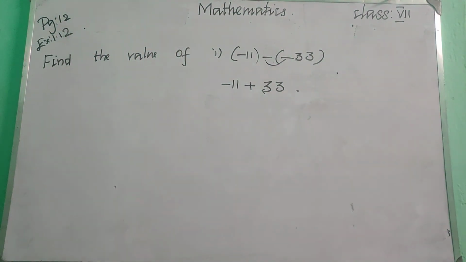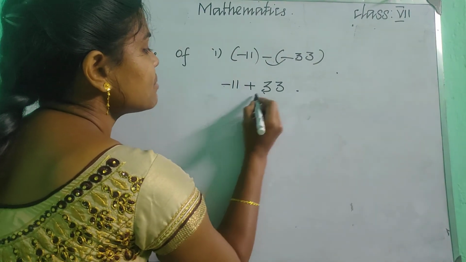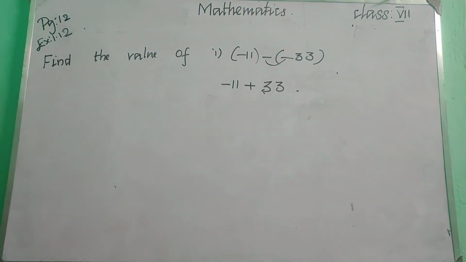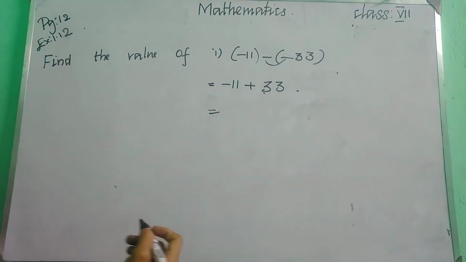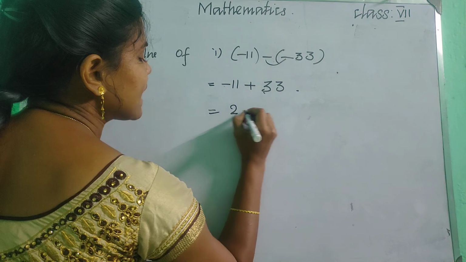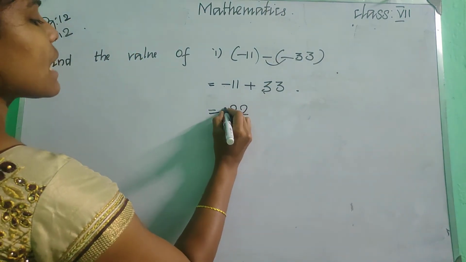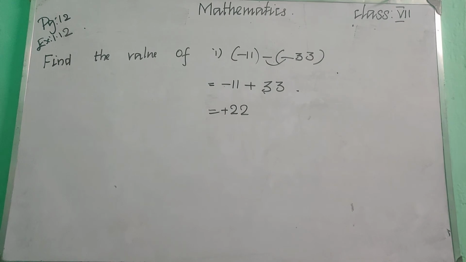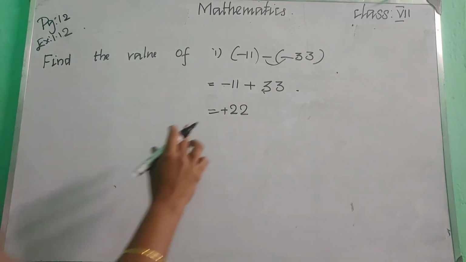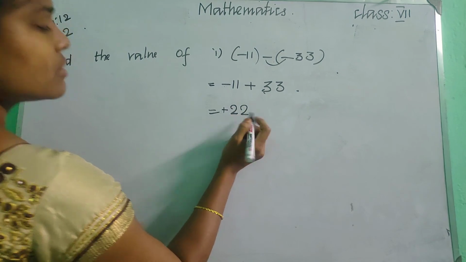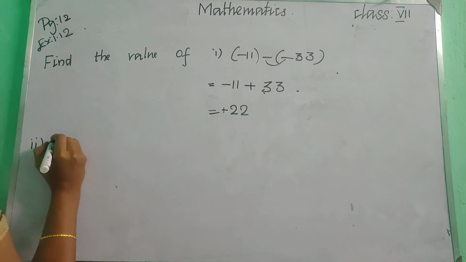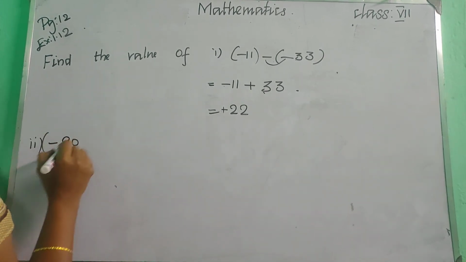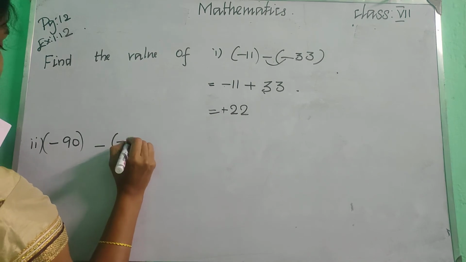Okay, so the answer, what will you do? Minus and plus is here, so different signs. We need to subtract and put the greater number sign. So 33 minus 11, 22. Which is the greater number sign? Plus is the greater number sign, so the answer is plus 22. If there is no sign, it is also plus 22. Okay, so the next one, minus 90 minus of minus 50.